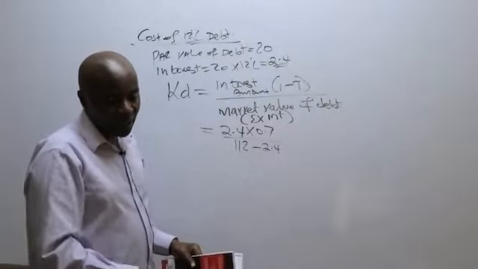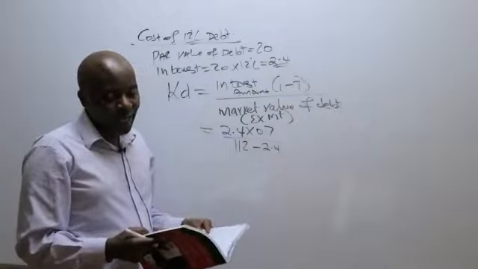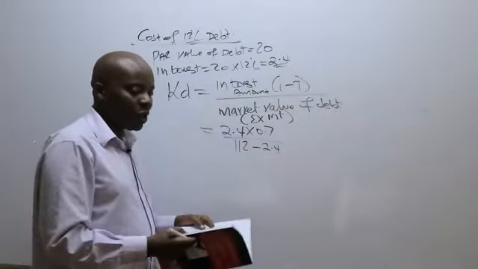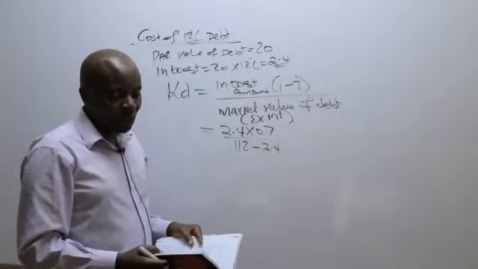Kindly give me the answer here. Whatever you get times 100, change it to percentage. Tell me what you are able to get.